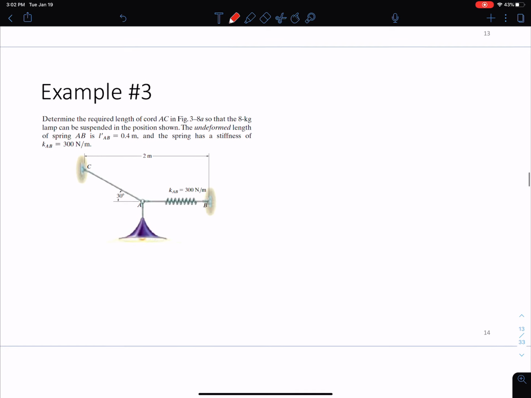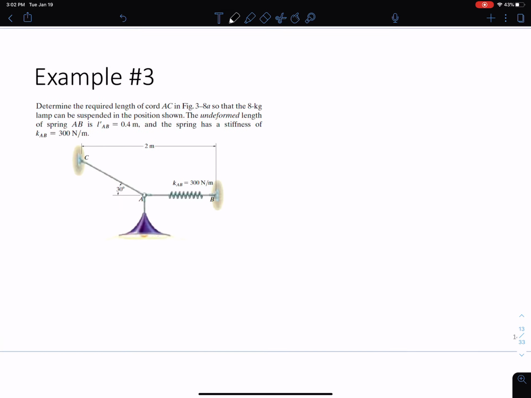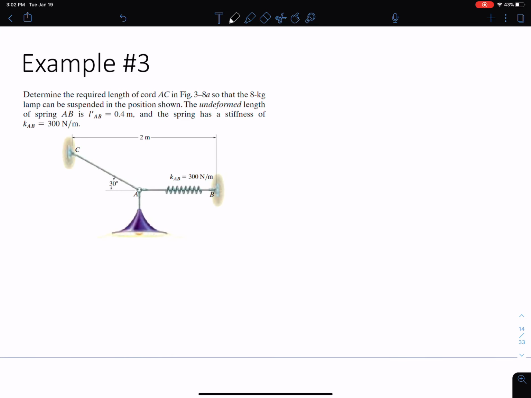Okay, let's do another example, a little bit more complicated because there's a spring, but still very straightforward, very similar to the one we had just done. Here we want to determine the length of the cord AC so that the 8-kilogram lamp can be suspended in the position shown. The undeformed length of the spring is LAB or 0.4 meters, and the spring has a stiffness of 300 Newton per meter. So now I'm going to do this problem without doing the free body of the lamp and then the free body of the knot at A, and show you guys what that looks like.